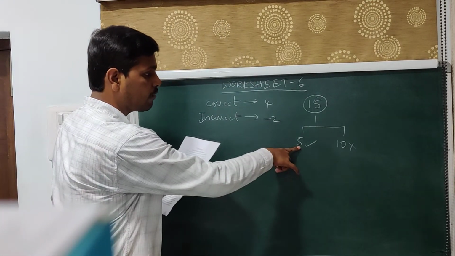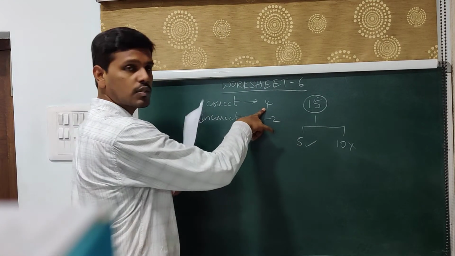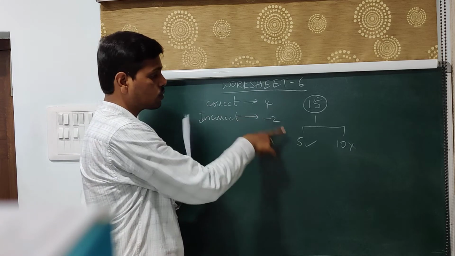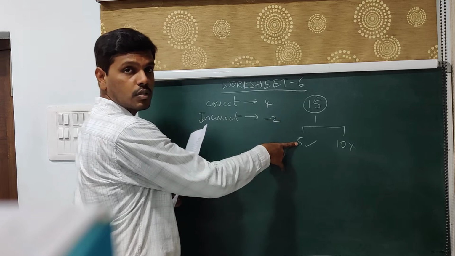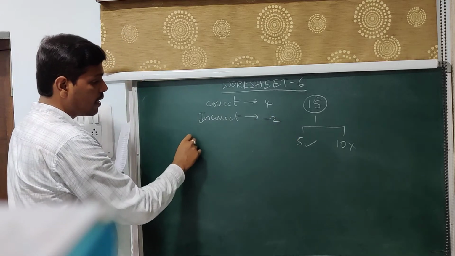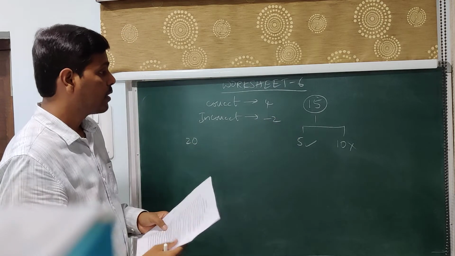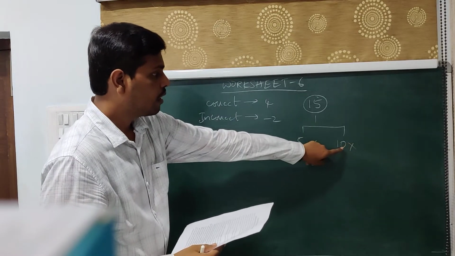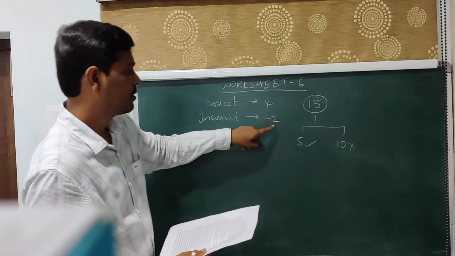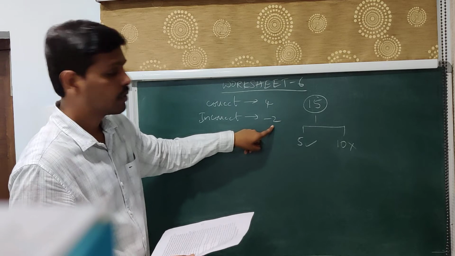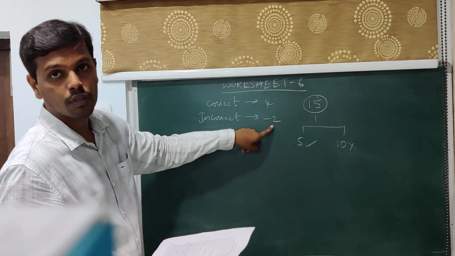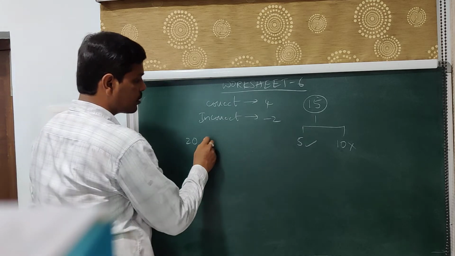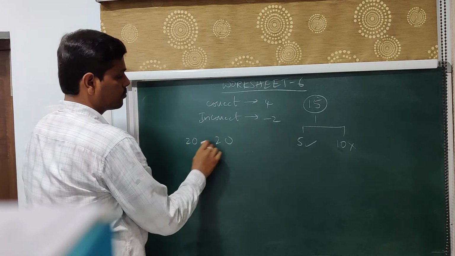So for 5 questions, each question carries 4 marks for correct answers. So for 5 questions she gets 20 marks, because 5 into 4 is 20. So 20 are the marks obtained on correct answers. Now for each wrong answer she will score minus 2 marks, and for 10 wrong answers, 10 into minus 2 is what she is going to score on that. So 10 into minus 2 is minus 20.